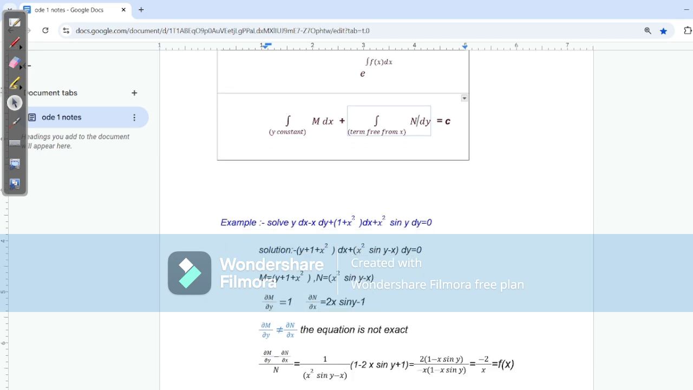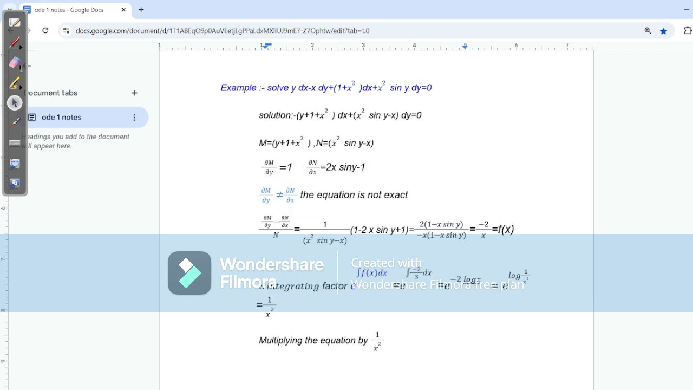Solve y dx minus x dy plus (1 plus x square) dx plus x square sin y dy equals 0. Okay, for the solution we have to take the dx terms, here a dx term, here also a dx term, common. Then the dy terms we have to take common. So what is the value of m? M equals y plus 1 plus x square, and n equals x square sin y minus x. Dou m by dou y equals 1, dou n by dou x equals 2x sin y minus 1. Dou m by dou y is not equal to dou n by dou x, so the equation is not exact.